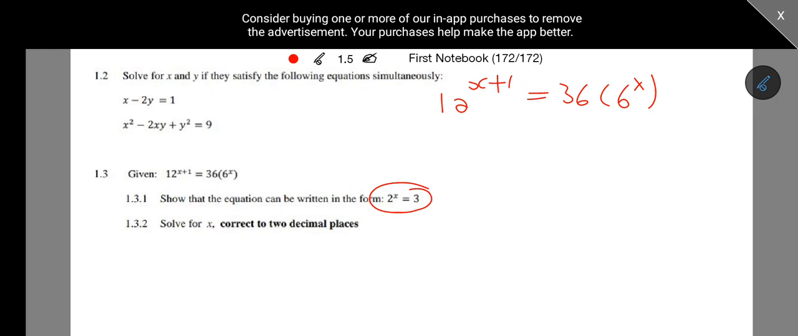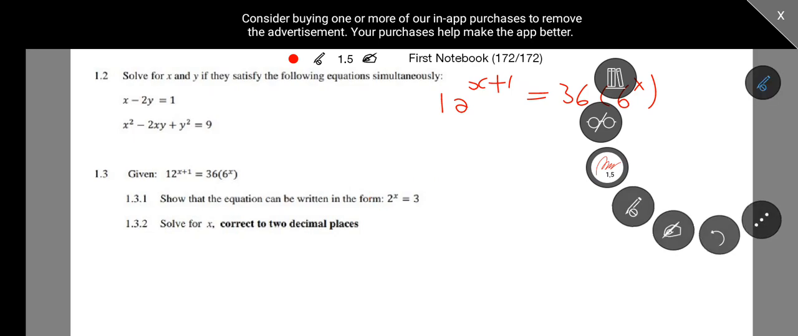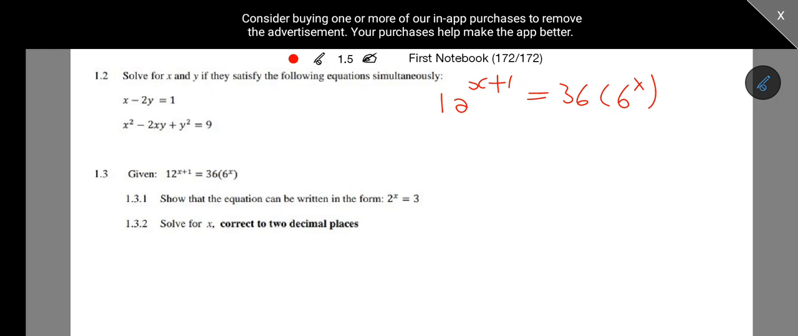So we can see that we've got 12 on the left side, and we must write the right side at least having 12, right? On the left side here, we can see that we only have x as the exponent and not x plus 1. So how can we come with that thing? Well, we can change 36 and write it in terms of 12. So 12 to the power of x plus 1 is the same as 3 times 12 times 6 to the power of x.